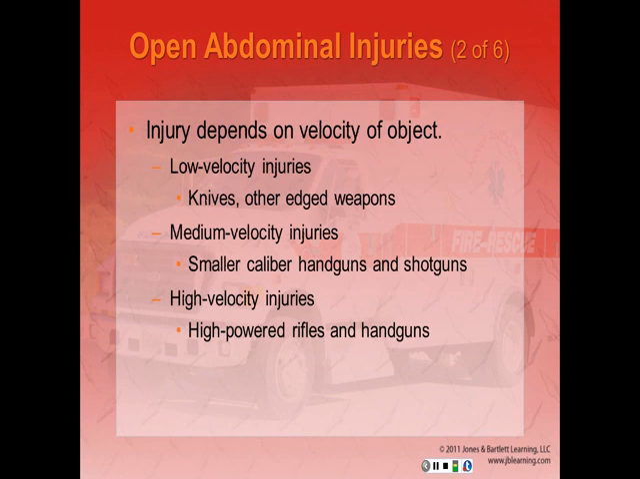The injury will depend on the velocity of the object. The velocity can help predict the amount of damage to tissue. Low-velocity injuries are generally caused by handheld or hand-powered objects, such as knives and other edged weapons.